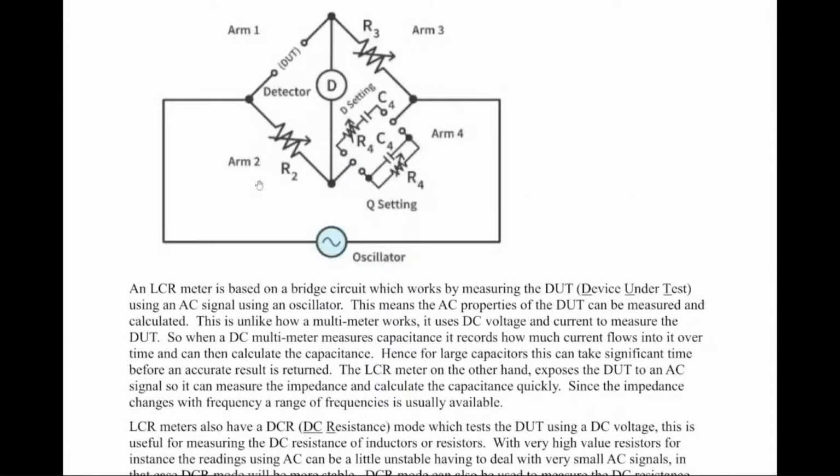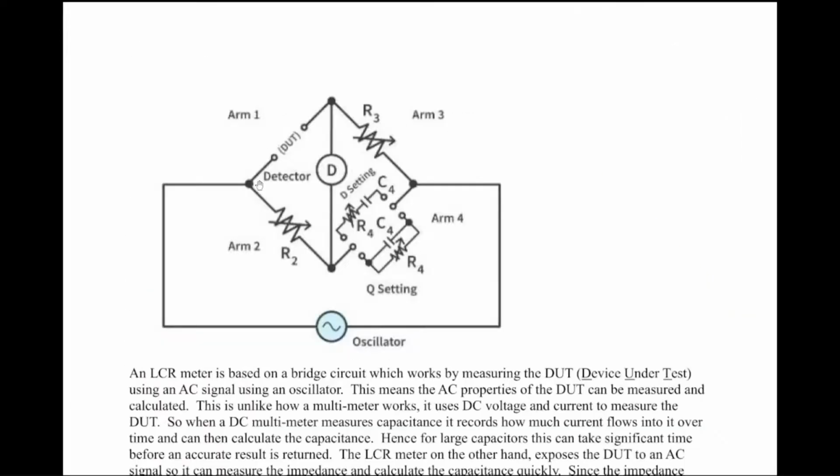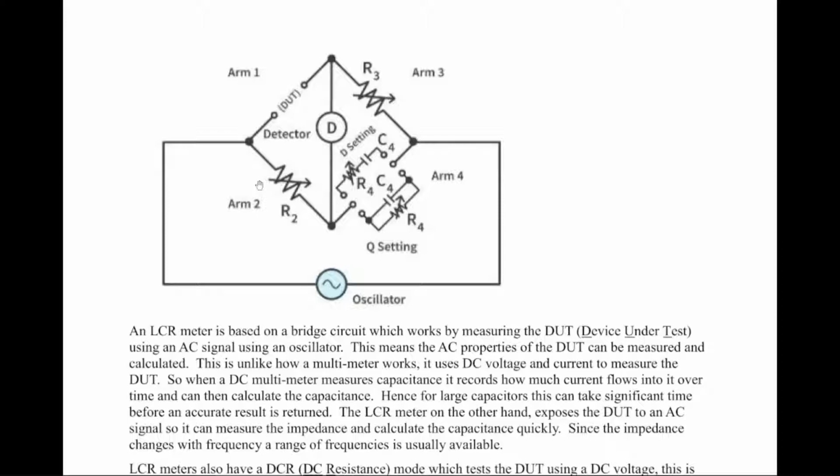Let's discuss how these LCR meters work compared to a digital multimeter. An LCR meter has a bridge circuit in it, a Wheatstone bridge or whatever they call that. The component to test, the device under test, DUT, is over here. Then it can adjust the impedance or resistances on the other arms, and then there are different settings that you can use.